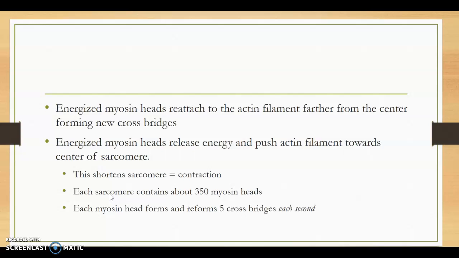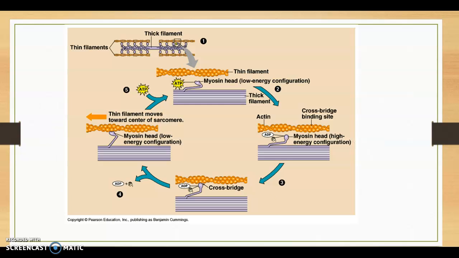To give you roughly an idea, each sarcomere has about 350 myosin heads. Each myosin head forms and reforms 5 cross bridges each second. So this is happening really fast. That's how we get the fast contraction. So I know that's kind of a lot. Let's take a look. Okay, so currently, here's our actin filaments up here, and then the thick one is the myosin. So they're currently attached up here.